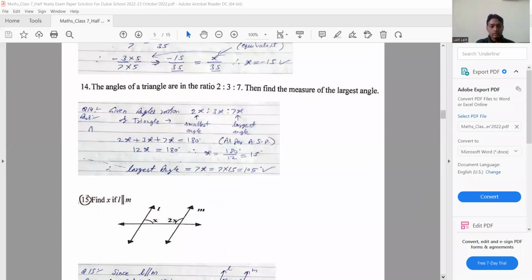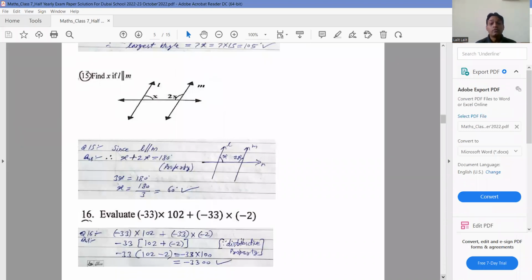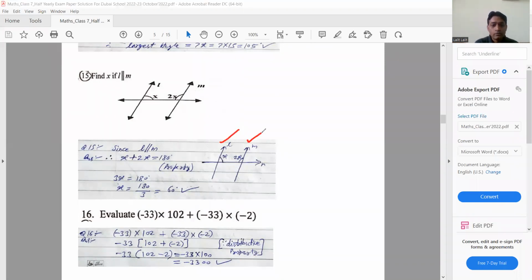Now, question number 15. Again, it's a question of lines and angles. Again, there are a few laws which I have already explained in the lines and angles video. You can go through that. Now let's solve this question. It is already given that line L is parallel to line M. So when line L and line M are both parallel, we can say these two angles are the interior angles on the same side of a transversal line.